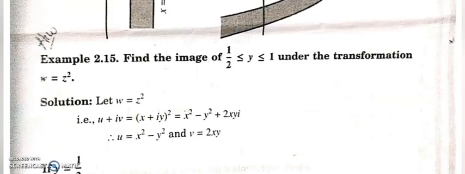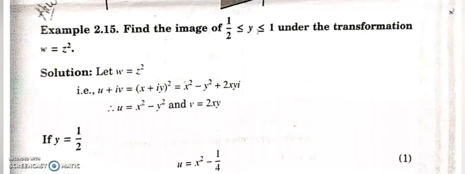So this question you can try on your own. We have the same question, but instead of x we have y. Find the image of y between 1 by 2 and 1. In the previous question we took x between 1 by 2 and 1, here it is y. So you can follow the same steps. Take y as 1 by 2, then take y as 1. Follow the same steps as the previous question and you can find the parabola. You will get two solutions: when y is equal to 1 by 2 you get one solution, and similarly you can continue with y is equal to 1 and find the solution. You can try it on your own.